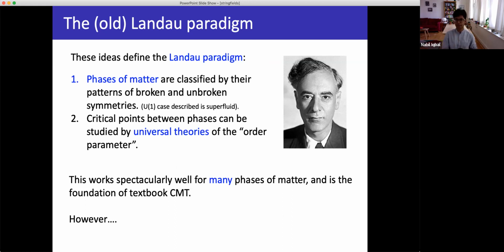Maybe before going on, however, I should ask, are there any questions about the Landau paradigm, the conventional Landau paradigm, before I move on? Everyone happy? Okay, good.